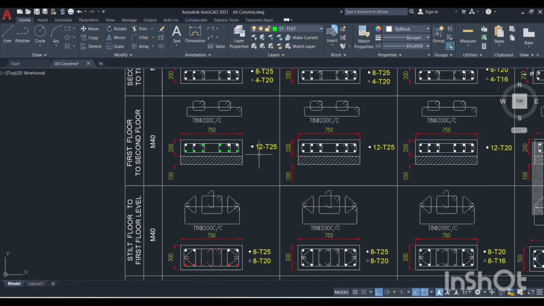Out of 12 numbers, 4 numbers are continuously coming from the first floor level, and all the other rods were added at the ground floor level itself, meaning before ground floor level concreting. So we have added this rod, that's why we don't want to take any additional rod in this column, because these rods also become continuous rods since we added them earlier. So all 12 numbers of 25 dia rods will become continuous over here.